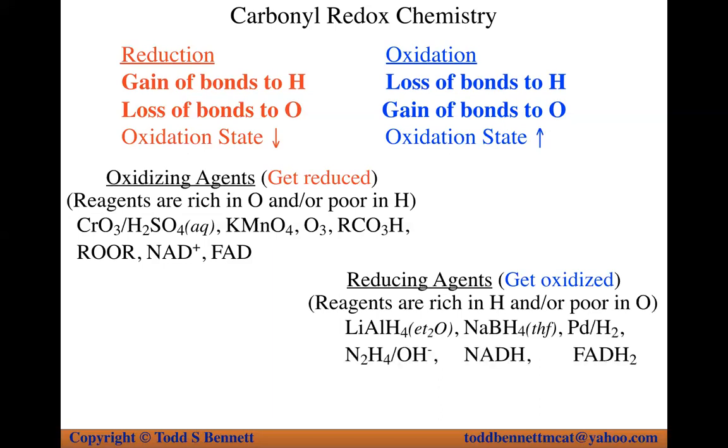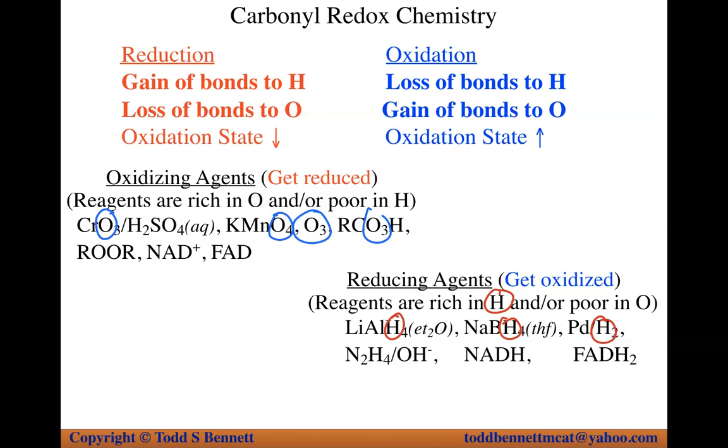On the opposite end of the spectrum, reducing agents are named for what they cause. They themselves get oxidized, but they cause reduction. So reducing agents get oxidized. To get oxidized, that means they must have H's to lose, so they are rich in H to begin with. And they have to be able to gain O's in some instances, so they start out poor in O. So the dead giveaway of reducing agents will be the H's. The dead giveaway of oxidizing agents will be the oxygens. So hopefully this becomes kind of an easy pattern recognition.